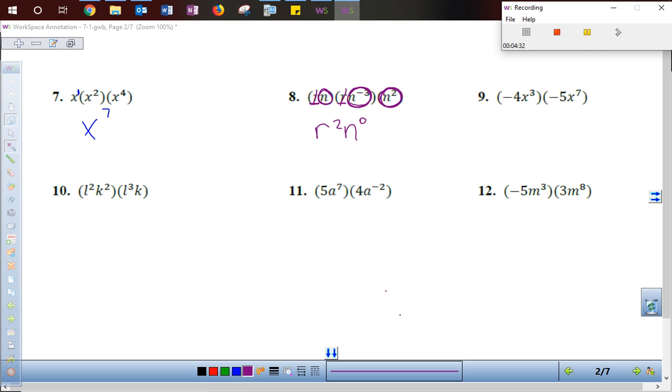So, on number 8, when I have an n to the 0 power, that's actually only 1, which means that my result here, my answer, is just r squared.